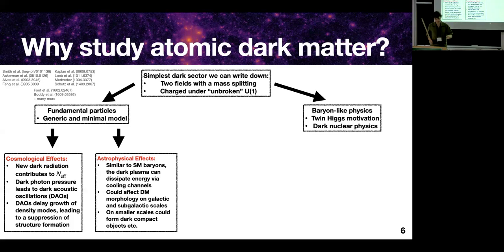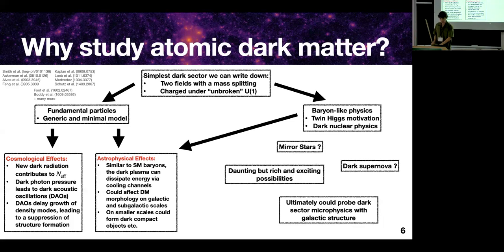But the main point I want to say is, even if we have this sort of model, it still gives us the same cosmological and astrophysical effects we can still look for. It then just opens up, as I said, mirror stars, dark nova. Daunting, but exciting, but beyond the scope of the talk for now. I'm just going to mainly work on the minimal model.